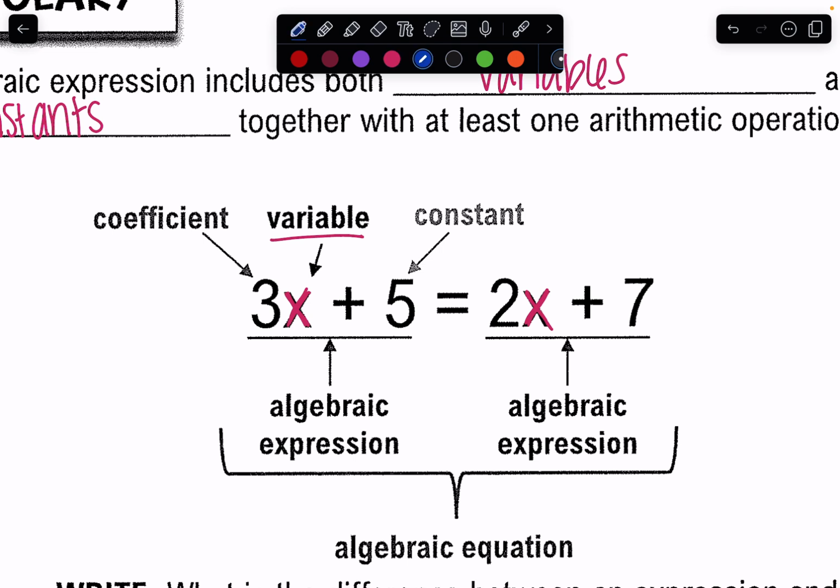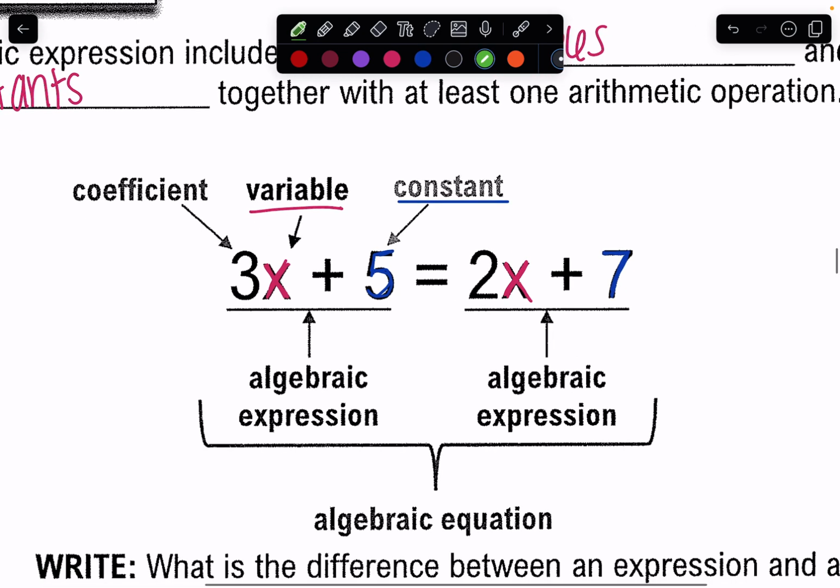A constant is anything that doesn't have a variable with it. And so that would be like the 5 in this situation or the 7 in this equation. Okay, the 5 and the 7, those are constants. You're going to hear me say those are your regular numbers. What I mean by that is they don't have an X or an A or a Y or a Z attached to them. They are just constant. They are by themselves, okay? And then together we have an expression.